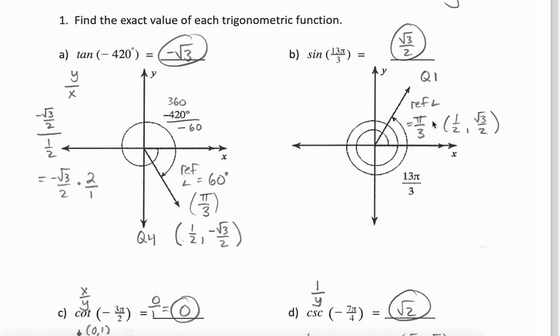So we can evaluate pi over 3. If you want to use your hand trick again, we're putting our index finger down, and that's going to tell us that our coordinates are 1/2 and the square root of 3 over 2. We're in the first quadrant, so keep those coordinates positive. And sine is asking for the y coordinate. So sine of this radian value is square root of 3 over 2.